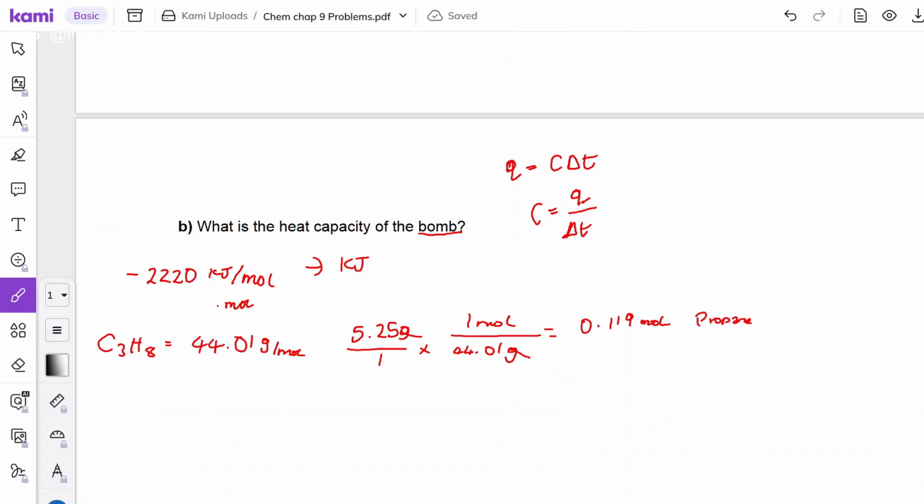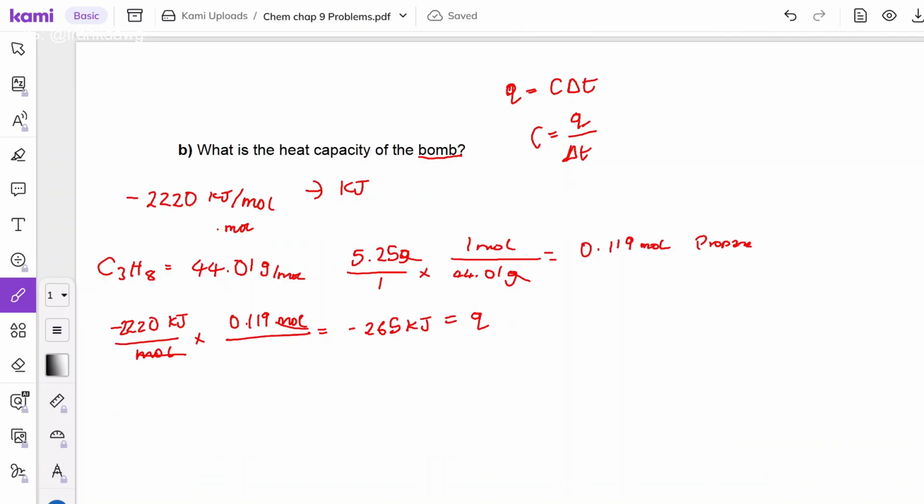And now we can find the total energy, which is negative 2,220 kJ per mole. I keep making that mistake. I'll write it this way: kJ over moles times 0.119 moles. The moles cancel out, and you're left with approximately negative 265 kJ, which is the heat. This is equal to the q. Now, we're not looking for the q. This isn't the final answer.